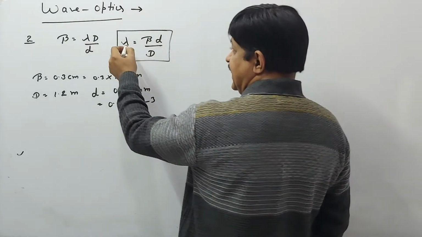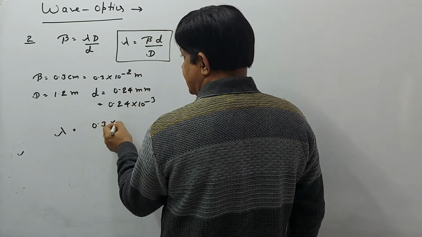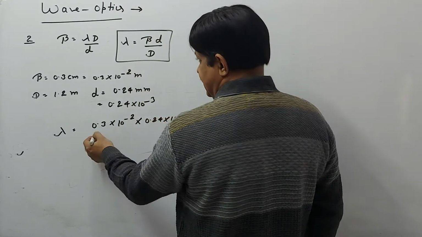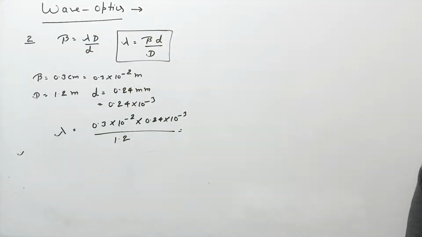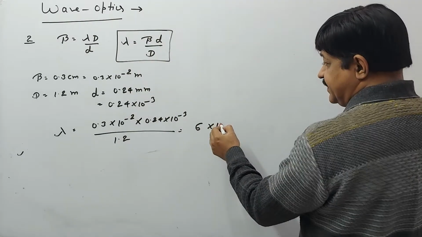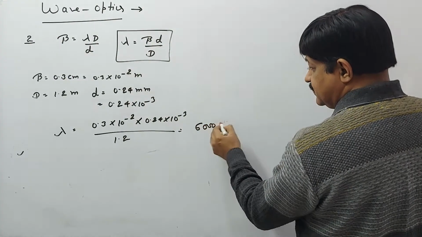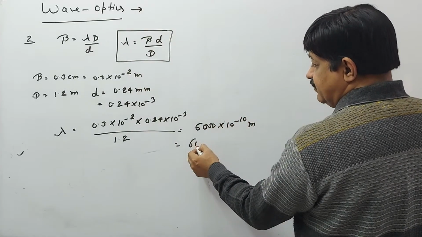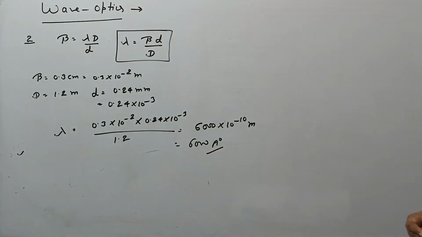What will be the wavelength of light? Then wavelength of light must be equals to 0.3 into 10 raised to power minus 2 into 0.24 into 10 raised to power minus 3 upon 1.2. When you will solve this expression, you will get 6 into 10 raised to power minus 7 meter. 10 raised to power minus 10 meter is always angstrom. So we will write like this, that the wavelength must be equals to 6000 angstrom.